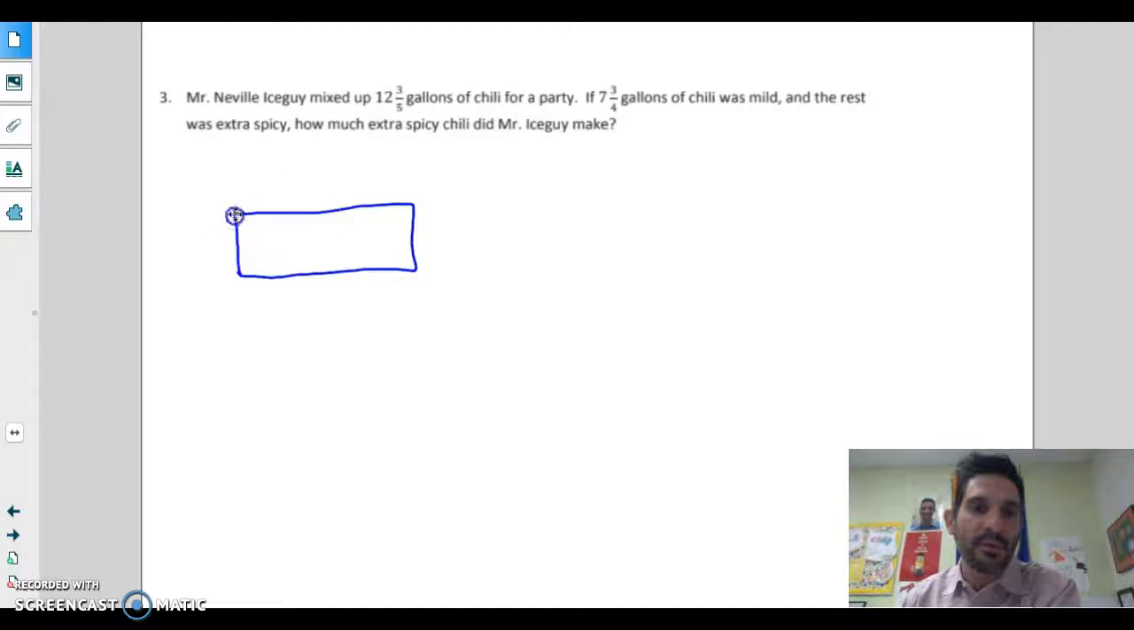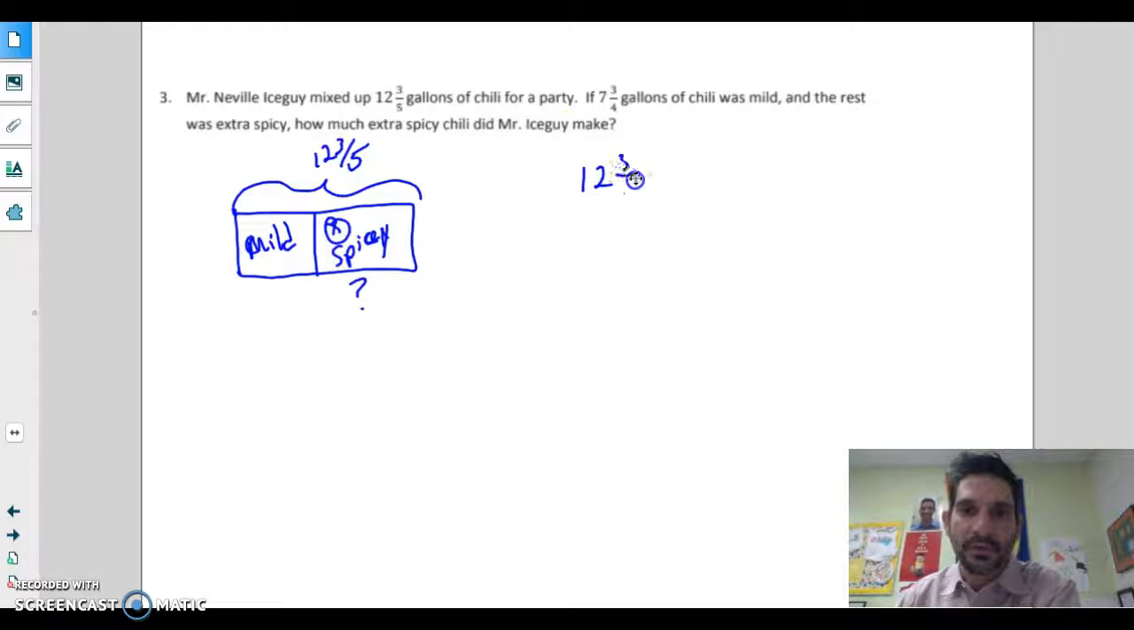So this whole bar represents the total amount of chili he made, which would be 12 3/5. So this is your diagram. Now, 7 3/4 gallons of chili was mild, and I need to know what was extra spicy. That's what I don't know. So I'm going to do 12 3/5 minus 7 3/4.